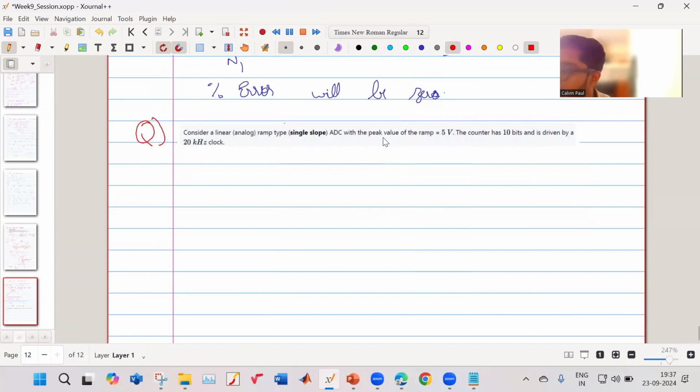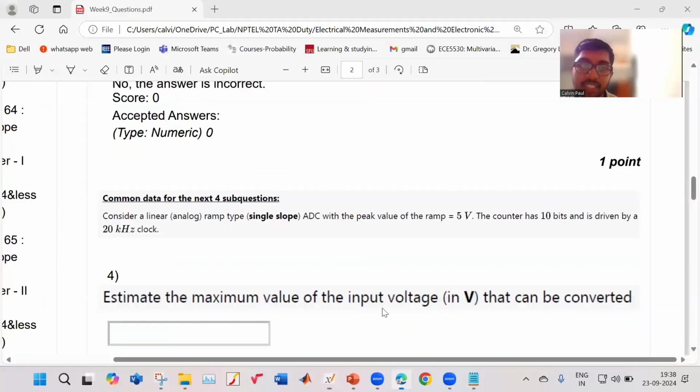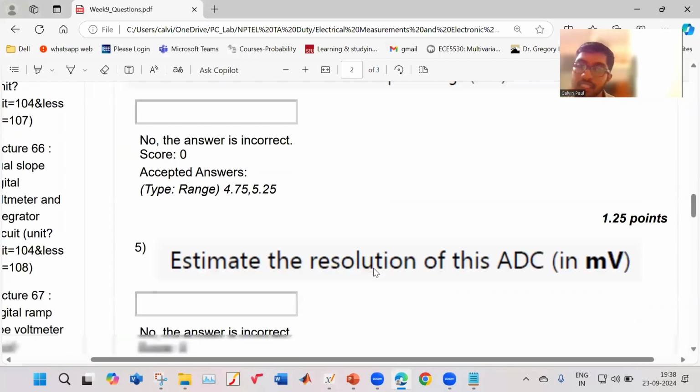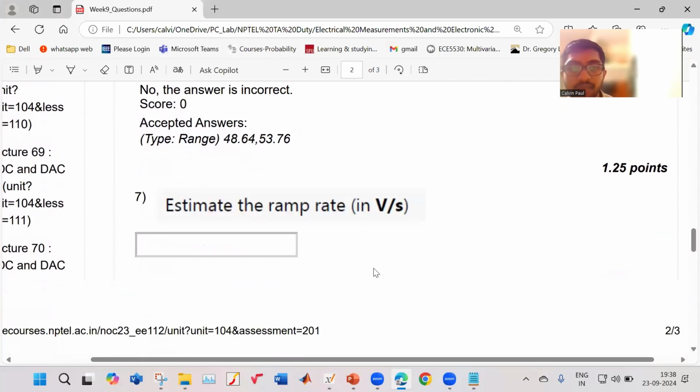So this is a single slope ADC, like a ramp type ADC. V peak of the ramp is 5 volt, the number of bits is 10, and the clock is 20 kilohertz. They're asking to estimate the maximum value of the input voltage that can be converted, as well as the resolution of this ADC in millivolts, and the maximum time and the ramp rate.